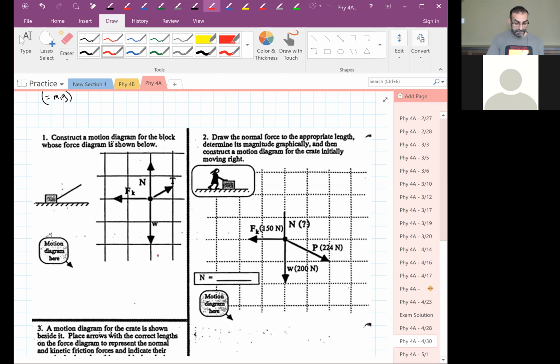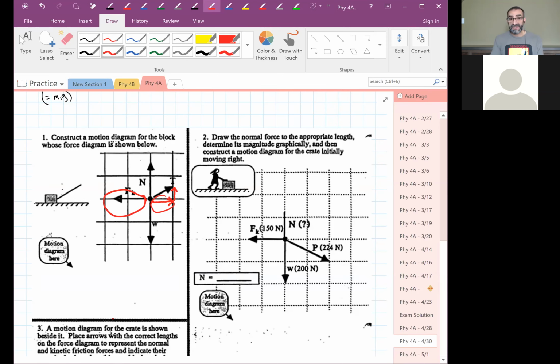So now we look at the horizontal direction, right? There's 1.5 units of force to the left, but only 1 unit of force to the right. If we break up the tension into a horizontal component and a vertical component, we have 1 unit to the right, 1.5 to the left. So what direction is the acceleration? To the left. The net force is to the left.